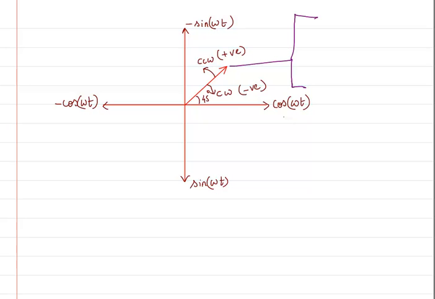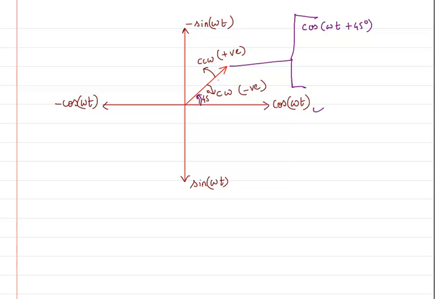First is with respect to cos. As you can see, if I am making this arrow go from here to here, it is 45 degrees, correct? In which direction? I have moved in the counterclockwise or anti-clockwise direction, and anti-clockwise direction is taken as positive. So with respect to this axis, I will write it as cos omega t plus 45 degree.